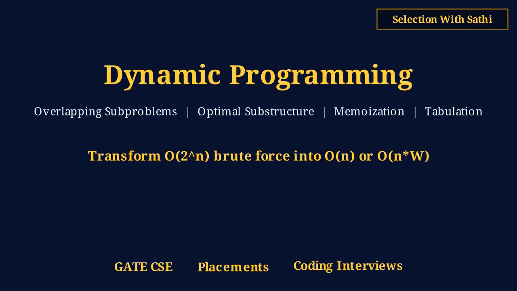DP transforms exponential time brute force solutions into polynomial time ones by avoiding redundant computation. We will cover the two key properties, memoization versus tabulation, and solve classic problems step by step.